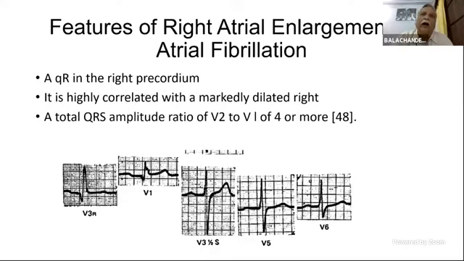of more than 4. How do you diagnose the left atrial overload in patients of atrial fibrillation? It is a coarse atrial fibrillation with individual F waves more than 2 millimeters size.